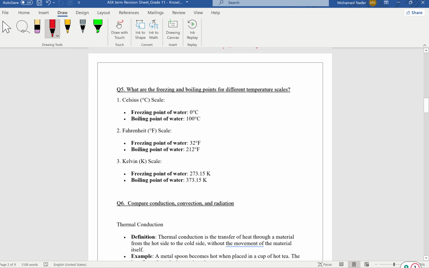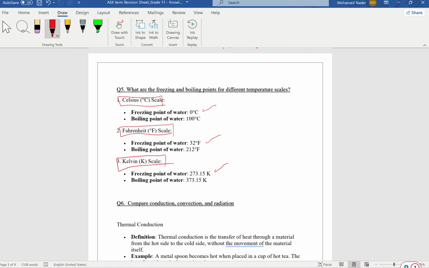What is the freezing point and the boiling point for different temperature scales? We have three different scales. First one is Celsius, second one is Fahrenheit, and the SI unit is Kelvin. The freezing point in Celsius is 0. However, in Fahrenheit, when you convert it, it becomes 32 Fahrenheit. And the freezing point in Kelvin is 273.15 Kelvin. And this is actually according to the conversion from one temperature scale to another.